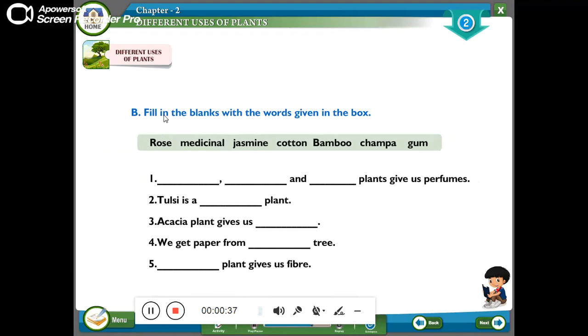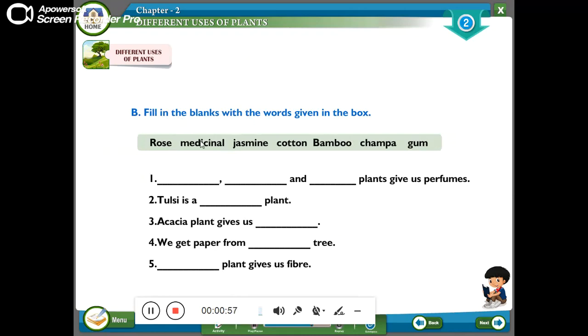So, fill in the blanks with the help of the words given in the box. By using these words, we have to fill these boxes. Okay, we have to fill these blanks. First one, what are dash and dash and dash plants used as perfume?